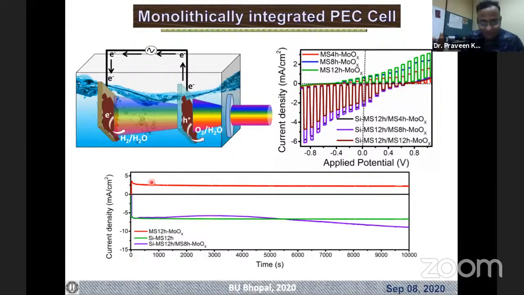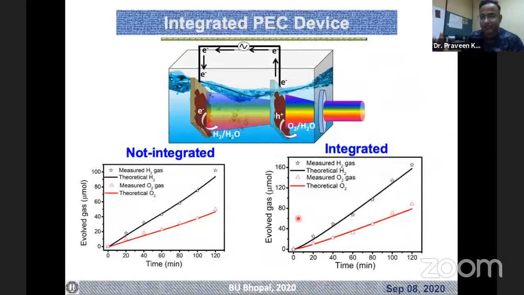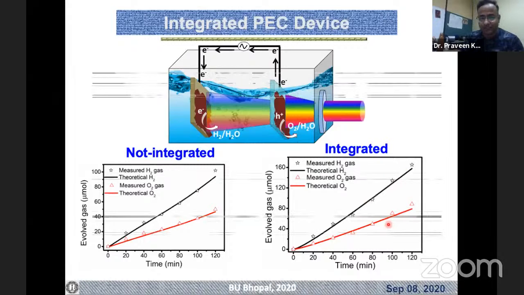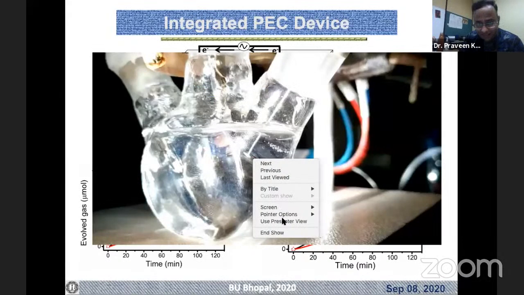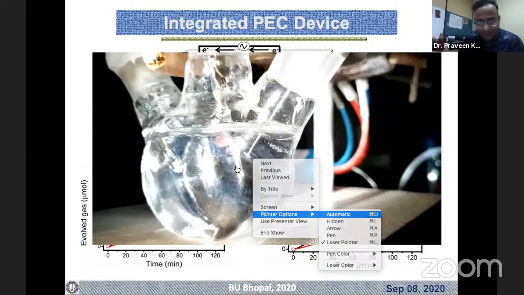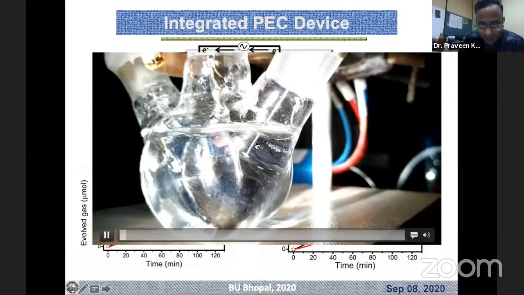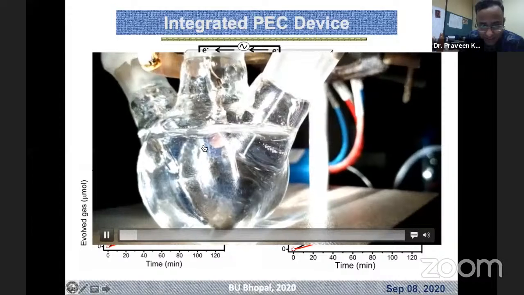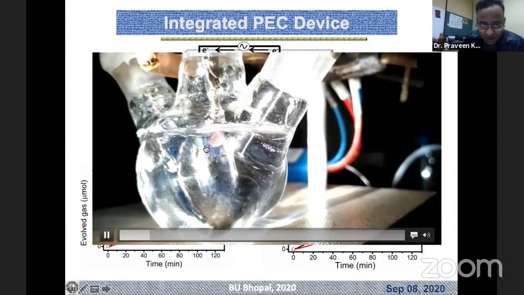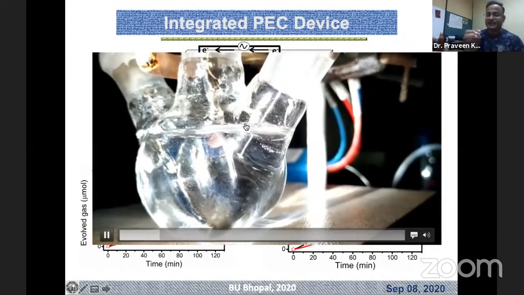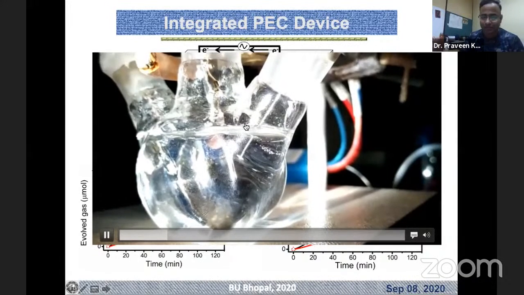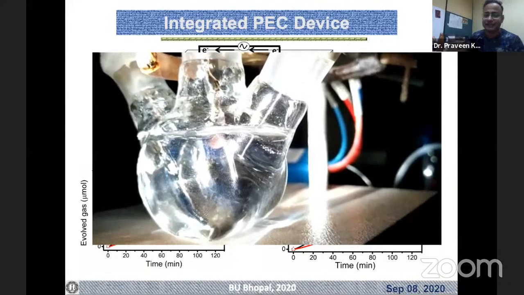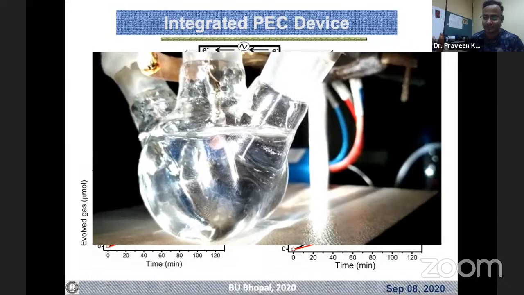And the device is very, very stable. You can see from here. Further, we were able to integrate the complete system where we could quantify hydrogen and oxygen. This is the video where you can see this is the photocathode, the hydrogen is coming, and in this bubble you can see the oxygen is coming from the photoanode. So you just have to put this system in any solar light, and you will start getting hydrogen and oxygen in the sample.